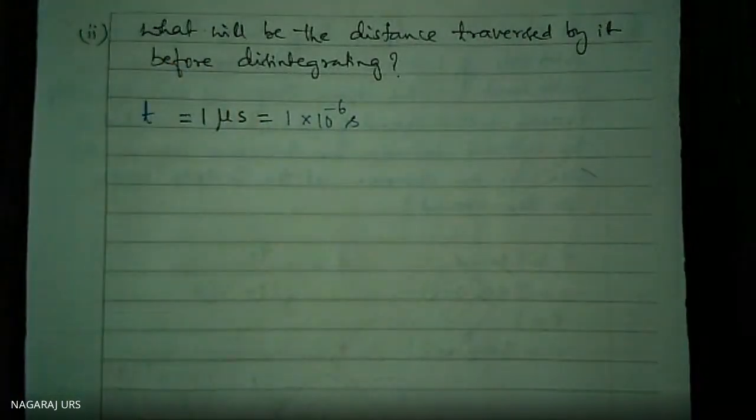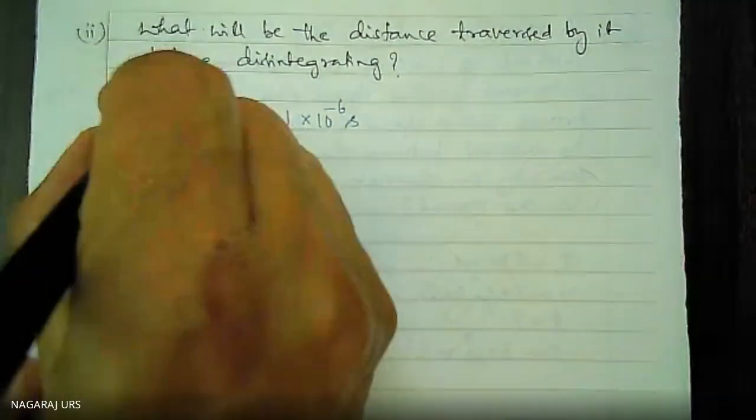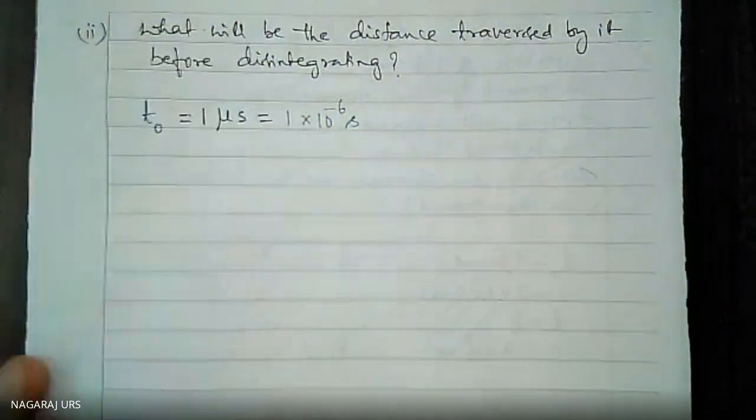Again, you read the question. Proper lifetime. Proper lifetime means along with that movement. You know about the proper length. Similarly, proper time. Along with the spaceship, along with that laboratory, whatever the time interval is present, that must be taken as T naught.